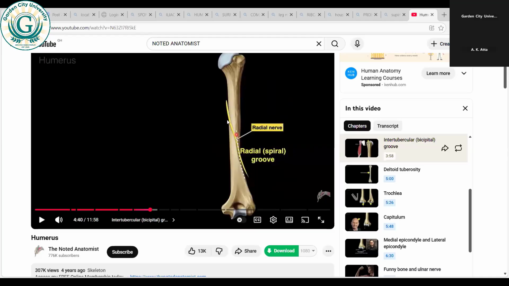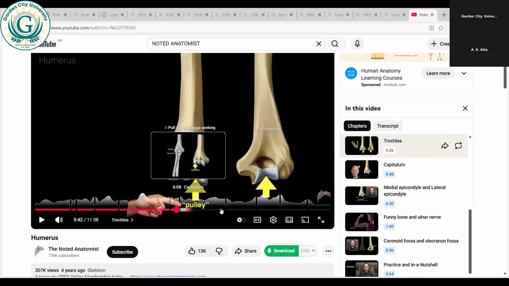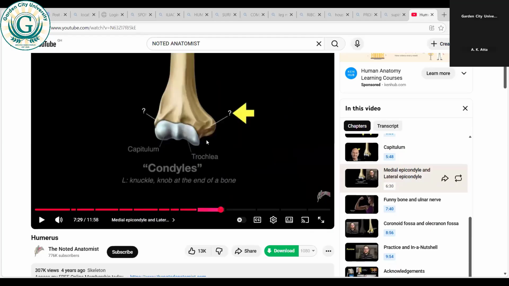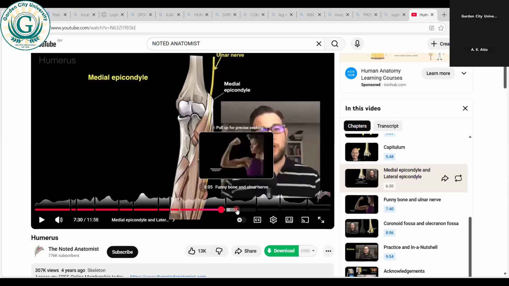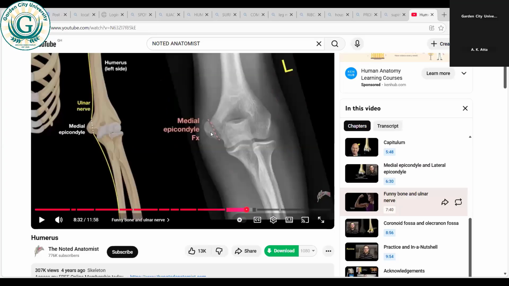So you remember the radial groove? Those things. The deltoid tuberosity means that the deltoid muscle inserts there. That is the same thing I was doing. The ulnar nerve passes behind the medial epicondyle. They are showing you where the ulnar nerve is passing. On an X-ray, of course, this will be the medial epicondyle. So here we are looking at the posterior aspects.